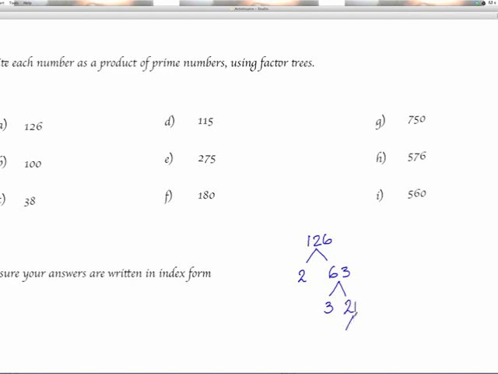Now what two numbers multiply together to give me 21? 3 and 7. Now I have all of my prime numbers, which are 2, 3, 3 and 7. So writing it as a product of prime numbers, I'm going to have 2 times 3 squared times 7. So go through these questions, set it up using the factor trees, and then I'll go through the answers with you. Okay, so here are the answers.